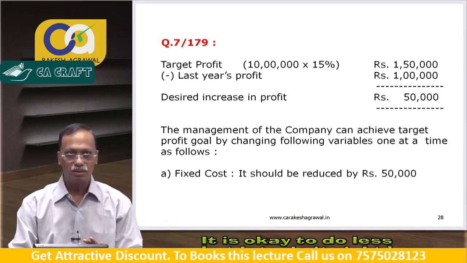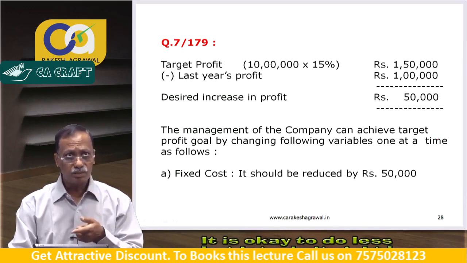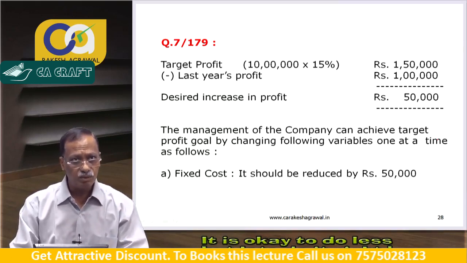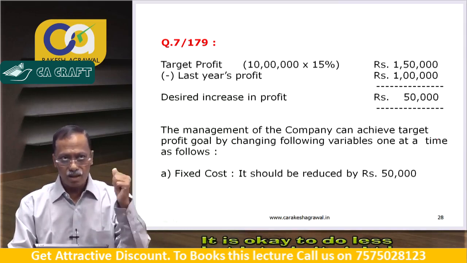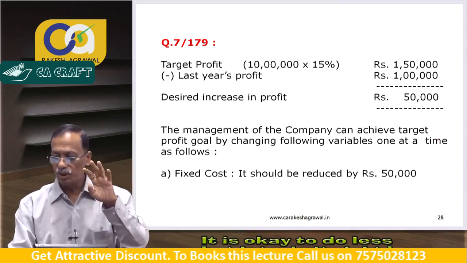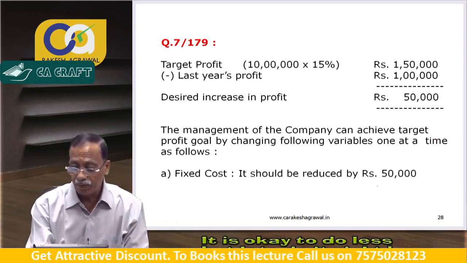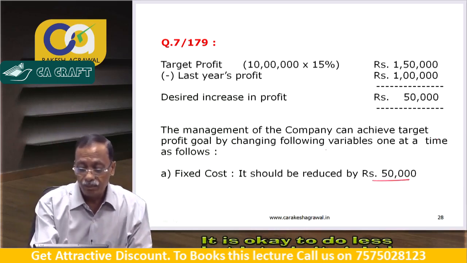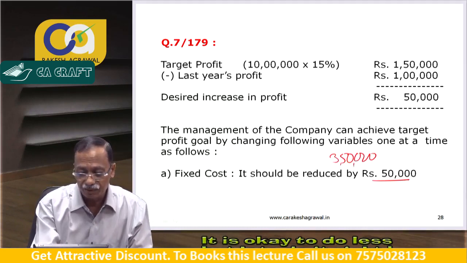Answer is so simple if you interpret the question. Now, are you still surprised? If I reduce the fixed cost by 50,000, will I be able to achieve the target profit goal? Yes. Cost has to be reduced to achieve the target profit goal. All other variables will remain the same. Only fixed cost given to you in the question is 4 lakh. If this 4 lakh fixed cost is reduced by 50,000, it will become 3,50,000.